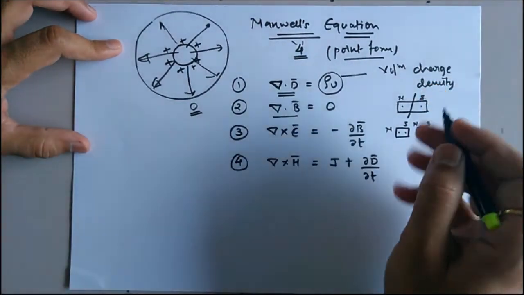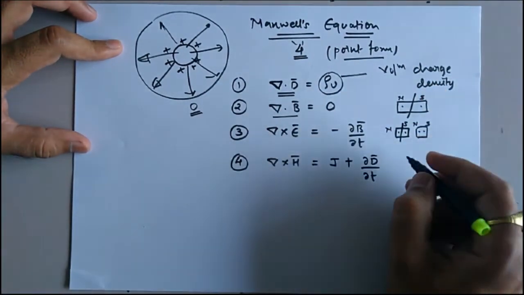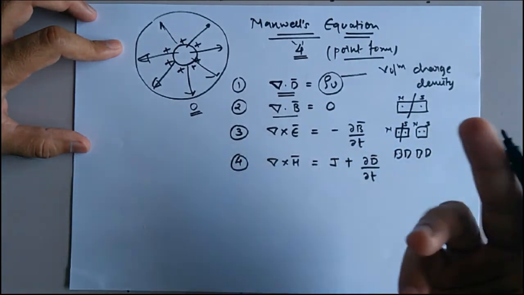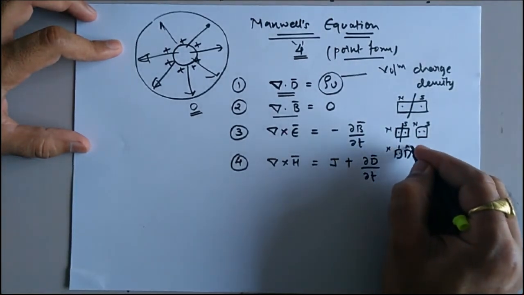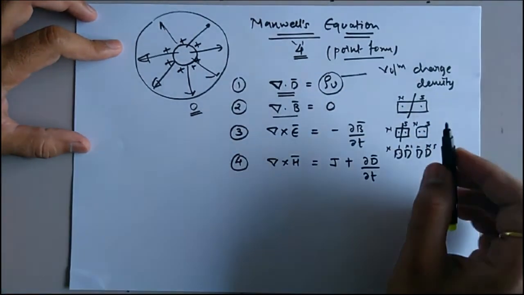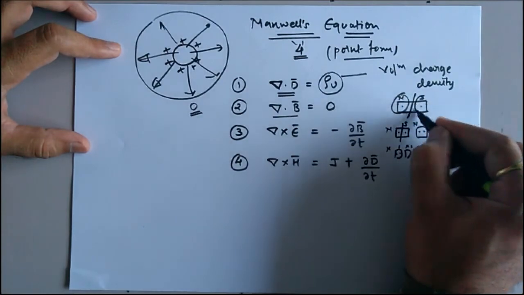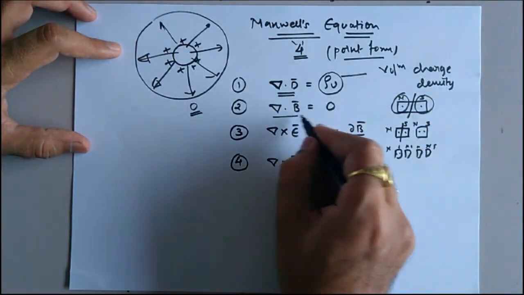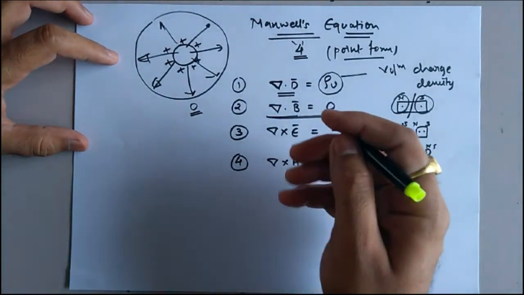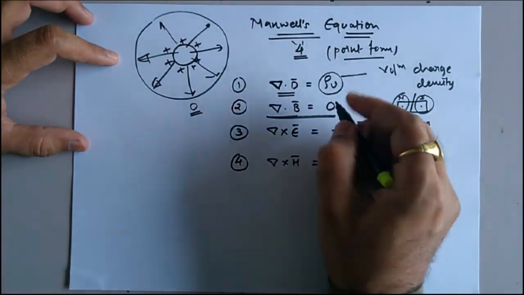Suppose you further cut this particular section into smaller ones, so here we have a structure like this. Each piece has 2 poles: north, south, north, south, north, south, and north, south. That means it is not possible for anyone to separate North Pole and South Pole from each other. That is the physical significance of this particular equation. That means the net magnetic flux coming out from a sphere is going to be 0.